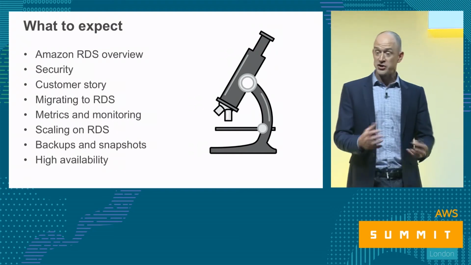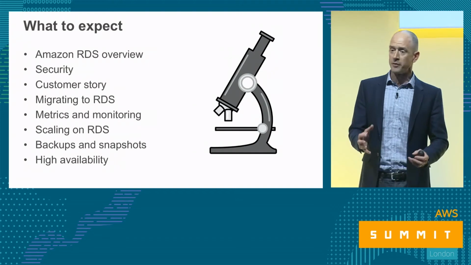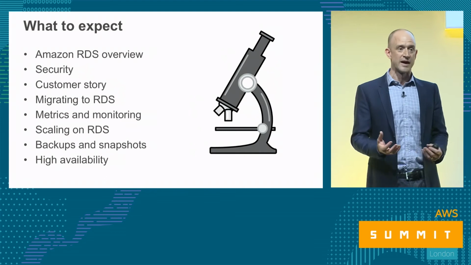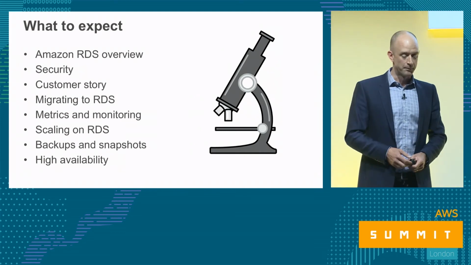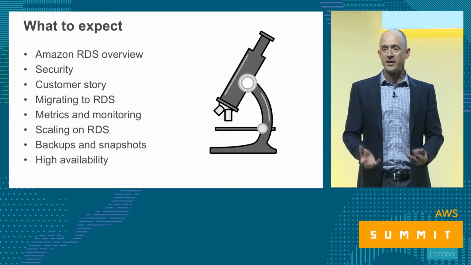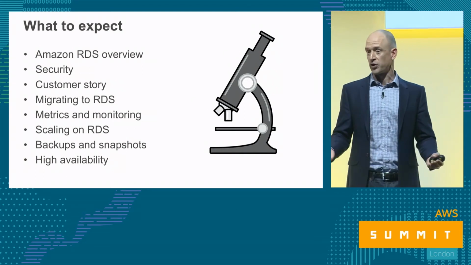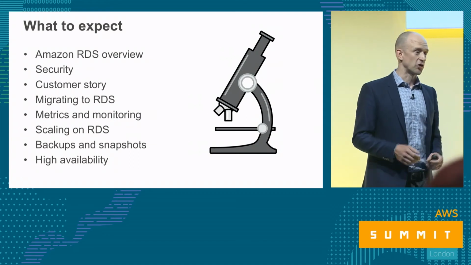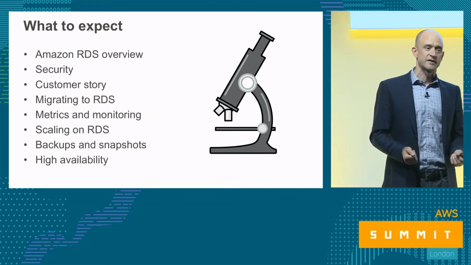We'll talk a bit about migration. We've got a slot on metrics and monitoring to see how you can monitor your RDS instances to ensure availability and uptime. We've got a section on scaling. So how do you scale to handle variability of demand, for example, from your customers or growth in your business or vice versa. We'll talk a bit about backups and snapshots.